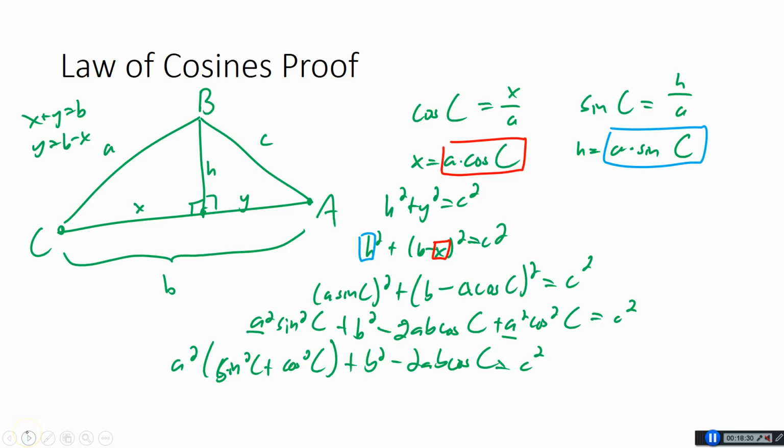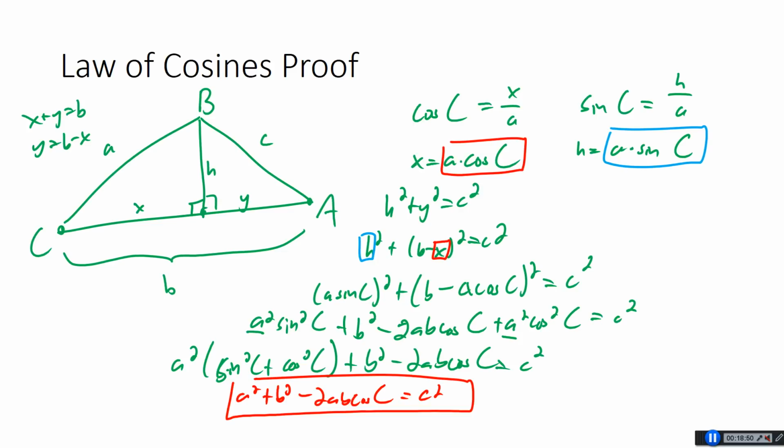Here we are. Okay. So now, sine squared plus cosine squared, we talked about this before, that's always 1. So this is just a squared, plus b squared minus 2ab cosine c is equal to c squared. This is what is called the law of cosines.